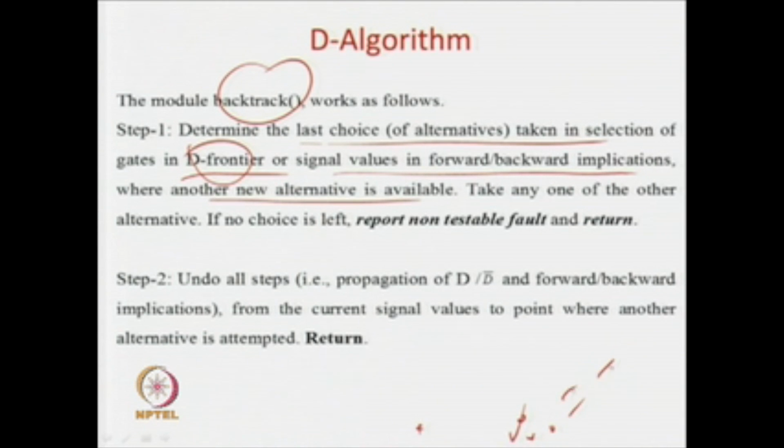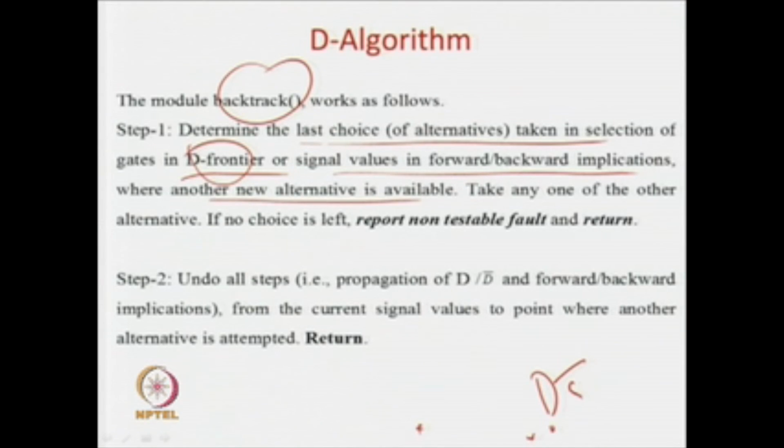So, say for example, we reached an inconsistency, then you undo all these steps. What do you mean by undo all these steps? Undo all these steps means wherever you have converted some signal values of x to some values like D prime, 1, 0, you make all the signal values x again and reach a place where there is an alternative available.